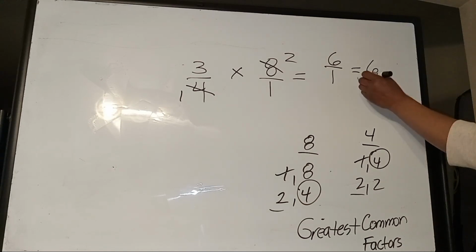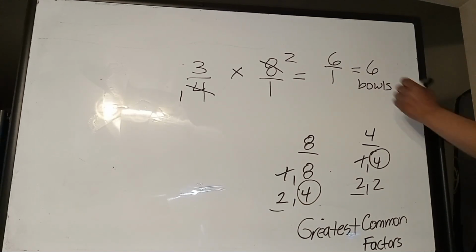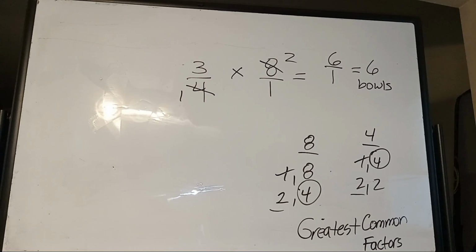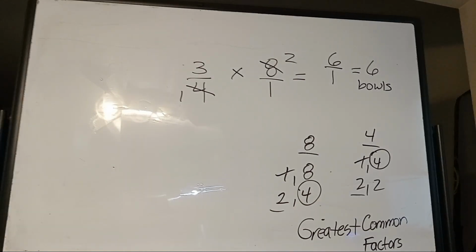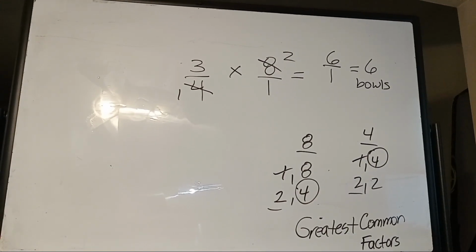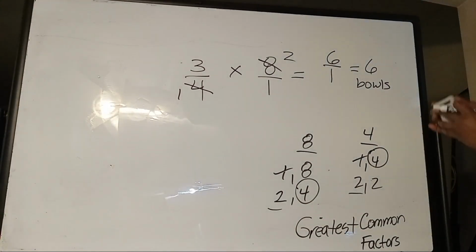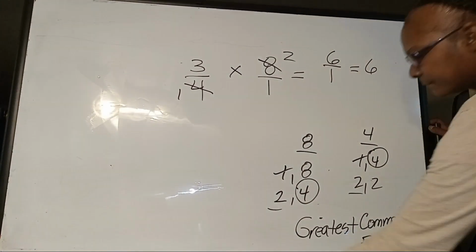Bowls. 6 bowls. All right. 6 bowls. That's the answer. Great job. All right, my bad. It's not bowls. Jamie, it's not bowls. What is it? Cups. It's cups.